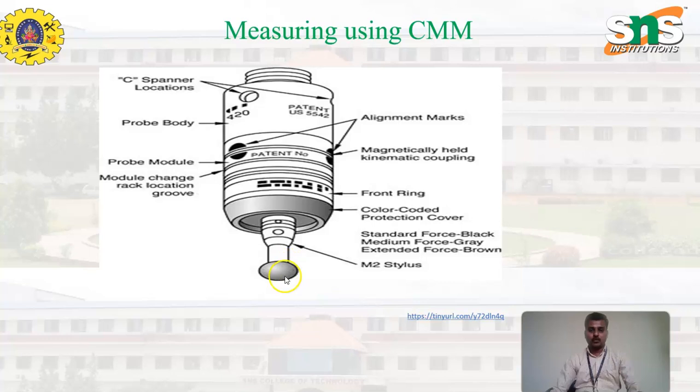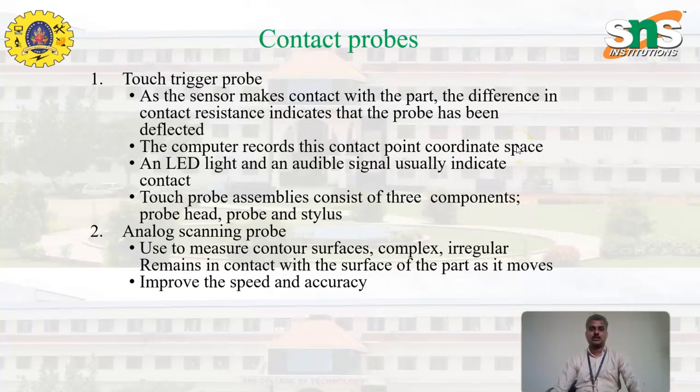CMM probe. This is the point where we fix the probe, and this is the key scanner location, and then another one is the probe type. This is a probe module. Some of the points are the front ring, color coded protection cover, and standard force, and these are all the general schematic of the CMM.